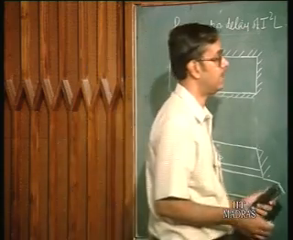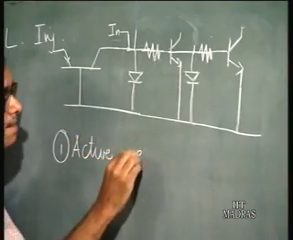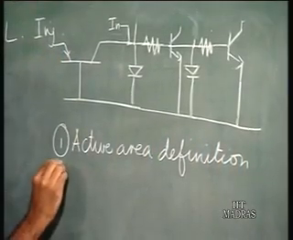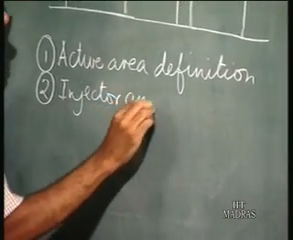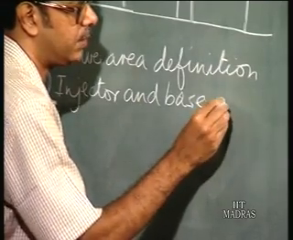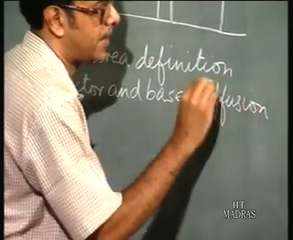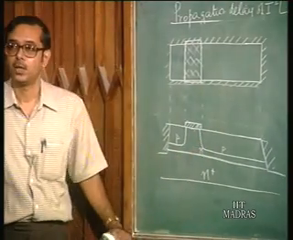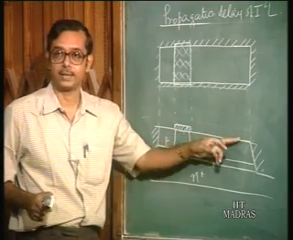So I'll also write down the steps. First is active area definition, then injector and base diffusion, or implantation rather. This is done simultaneously, both are p region. Then what we have to do is create the collectors.